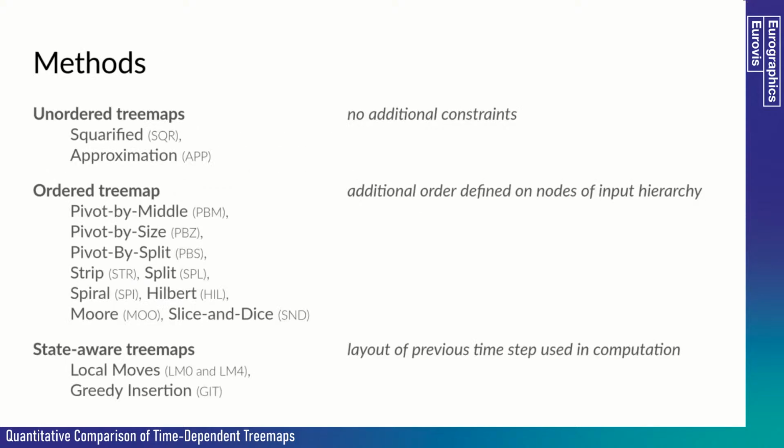The 14 tested methods can be divided into 3 categories. Unordered tree maps that do not need to adhere to an input order, which typically helps the algorithm achieve good visual quality. Ordered tree maps, which are required to adhere to the order of nodes as given in the input, which in most cases ensures that rectangles close to each other in the input are close to each other on the resulting tree map. And state-aware tree maps, which may use the layout of the previous time step to compute the new layout, helping control their stability.